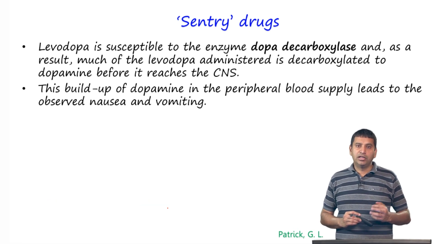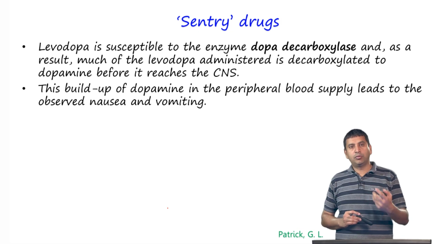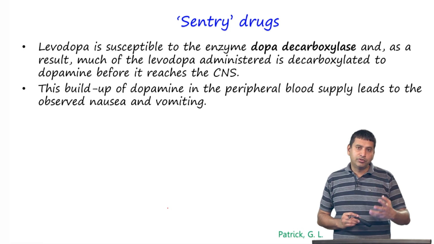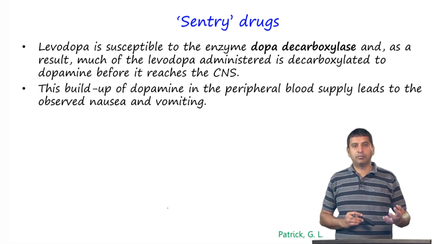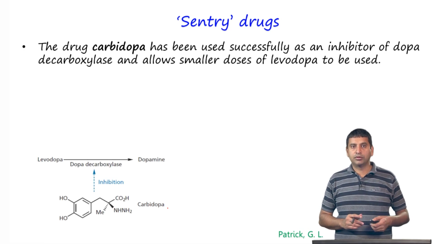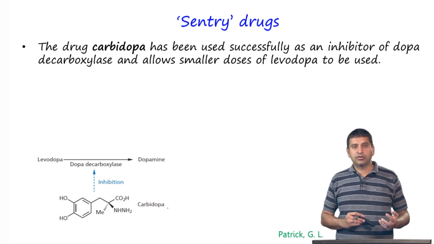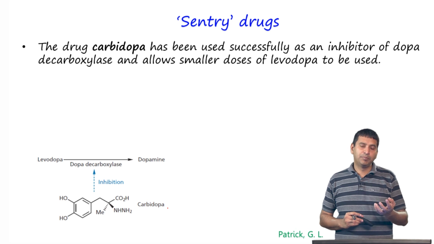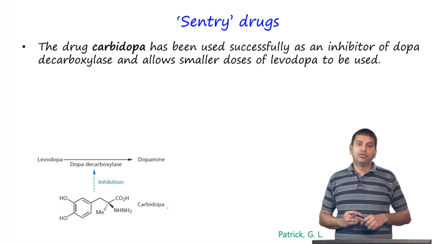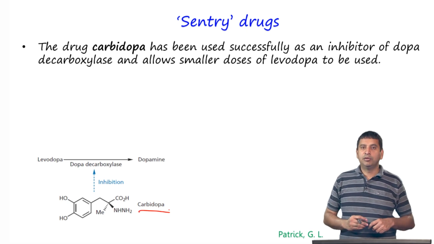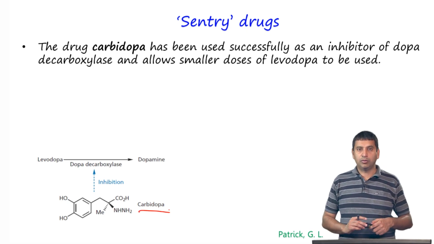Now, levodopa is susceptible to the enzyme dopa decarboxylase, and as a result, much of the levodopa that is administered is decarboxylated to dopamine even before it reaches the central nervous system. So, this buildup of dopamine in the peripheral blood supply leads to the observed problems. So, one way is to actually inhibit this dopa decarboxylase in areas other than the brain. So, what is done is that this molecule carbidopa is an inhibitor of this dopa decarboxylase.